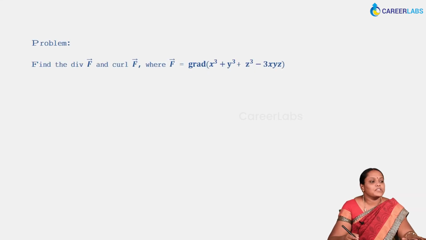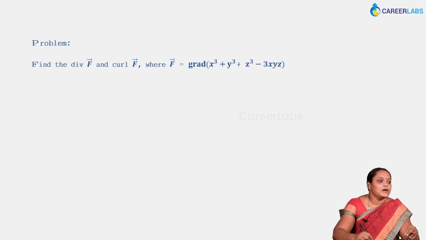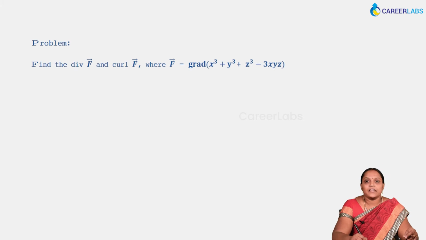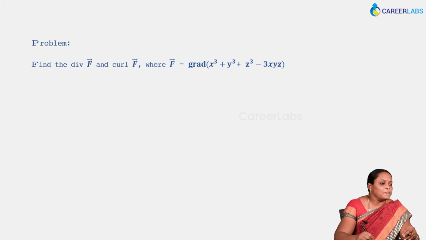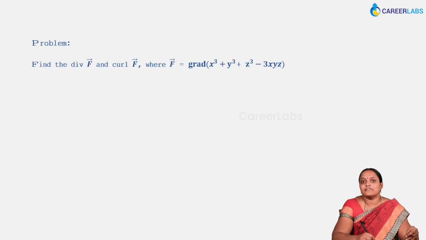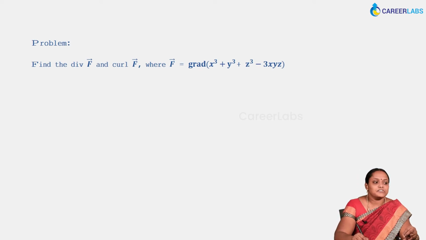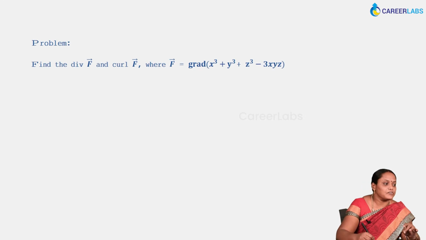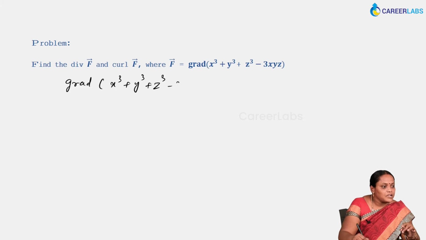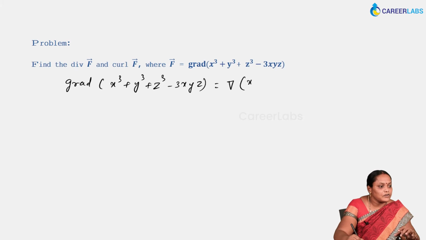So, now we will move on to the next problem. Here, f vector is given as gradient of some function. Then we need to find what is divergence of f vector and divergence of curl of f vector. So, now first let us find what is gradient of the function. So, gradient of x cube plus y cube plus z cube minus 3xyz is equivalent to del operated on x cube plus y cube plus z cube minus 3xyz.